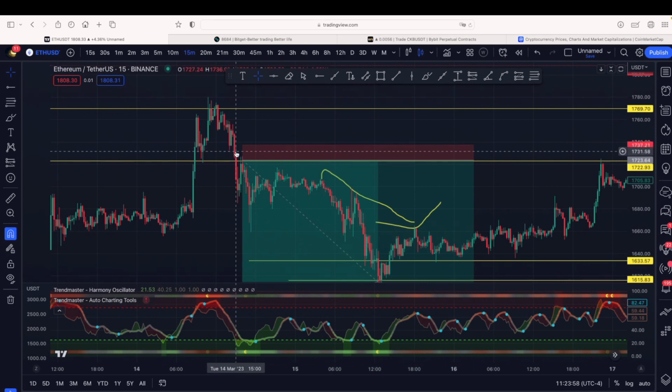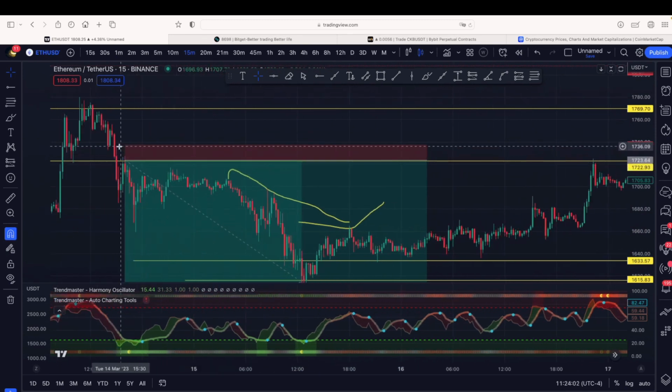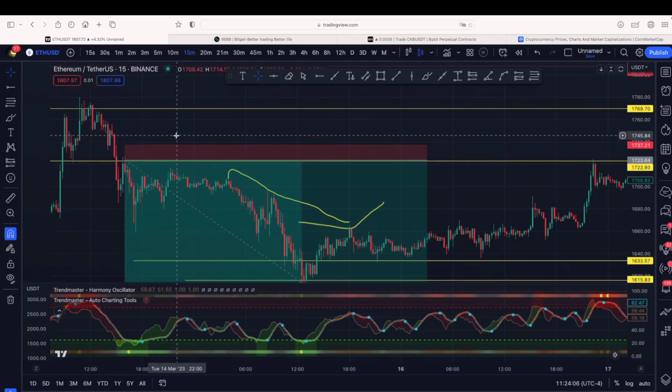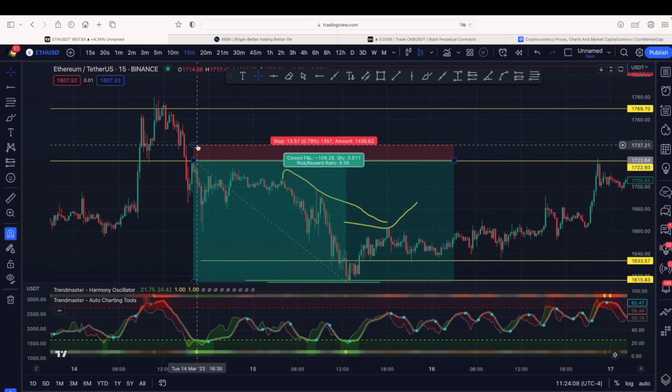Because of this handle right here. I'd say that if it breaks that on a lower time frame, it's probably going back up to test the highs of like 1760, something like that, if it goes above that. Okay, got it.